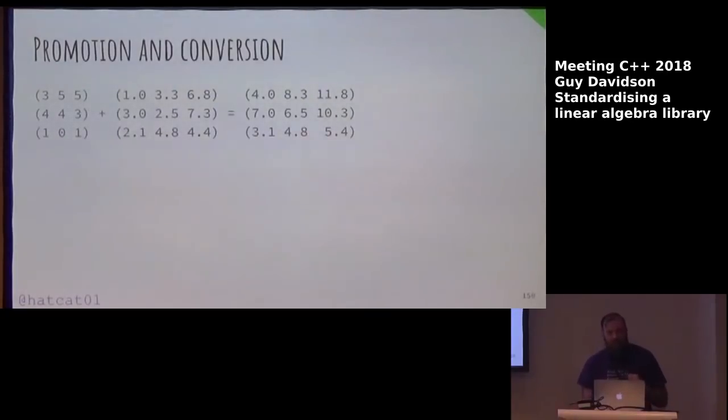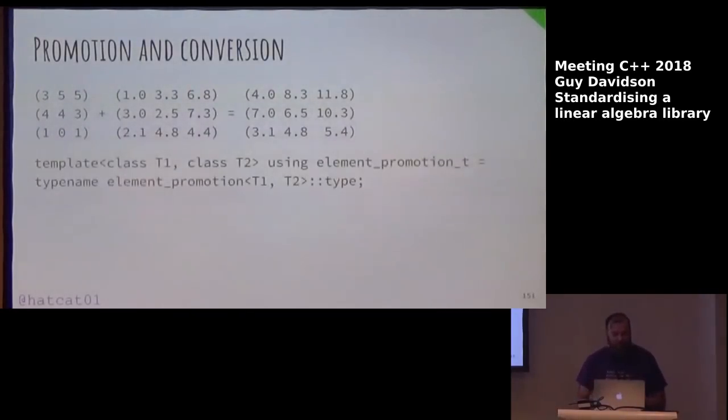If you have a matrix of int, and you add a matrix of double, you should get a matrix of double. Okay? How can we achieve this? Well, what we need is a new type called element_promotion_t, which returns the resultant type of multiplying two types together. So we'll be proposing this in the paper. Now, this might seem a little trivial, but complex numbers, for reasons described shortly, complicate matters.